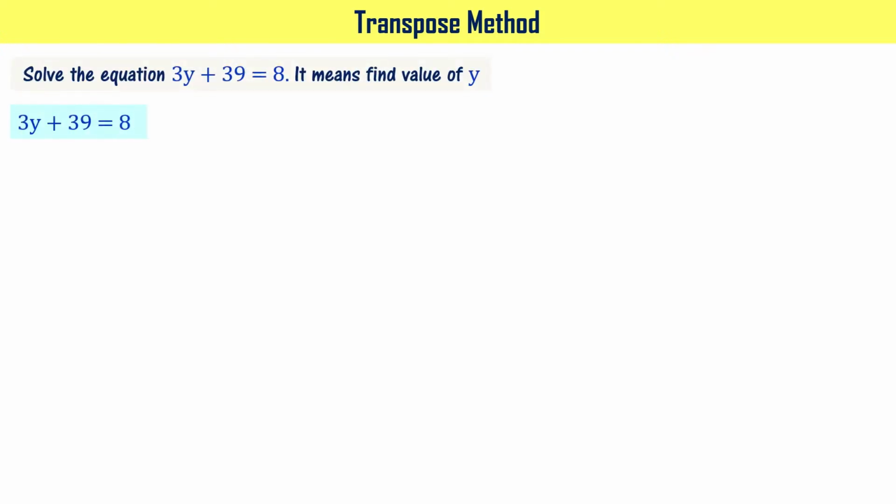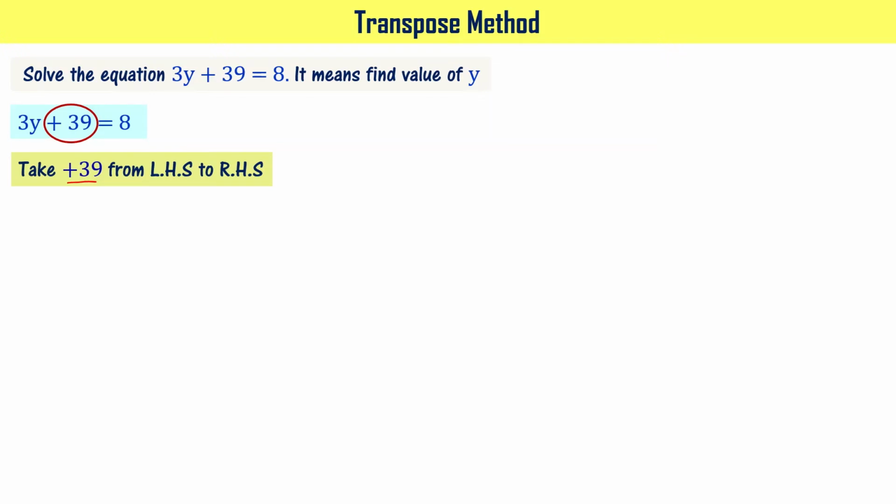The given equation is 3y plus 39 equal to 8, right? If you observe, 39 is being added to 3y, right? What I'm saying is take plus 39 from LHS to the RHS of the given equation. Okay, this is called transposition or transposing. We are transposing plus 39 from LHS to RHS. That is why this method is called transpose method.